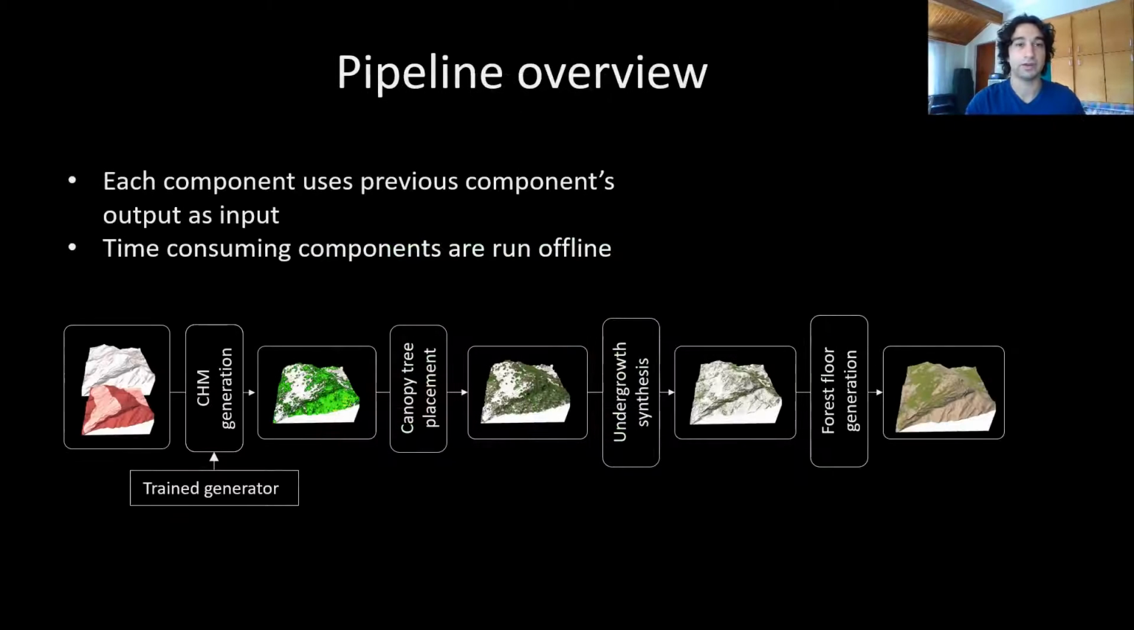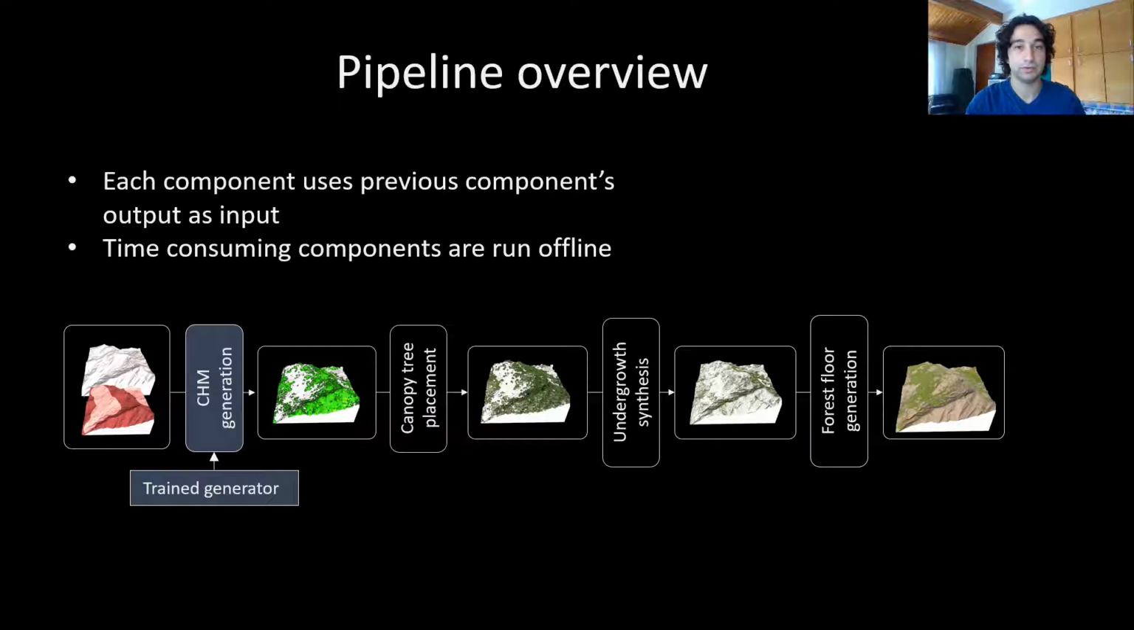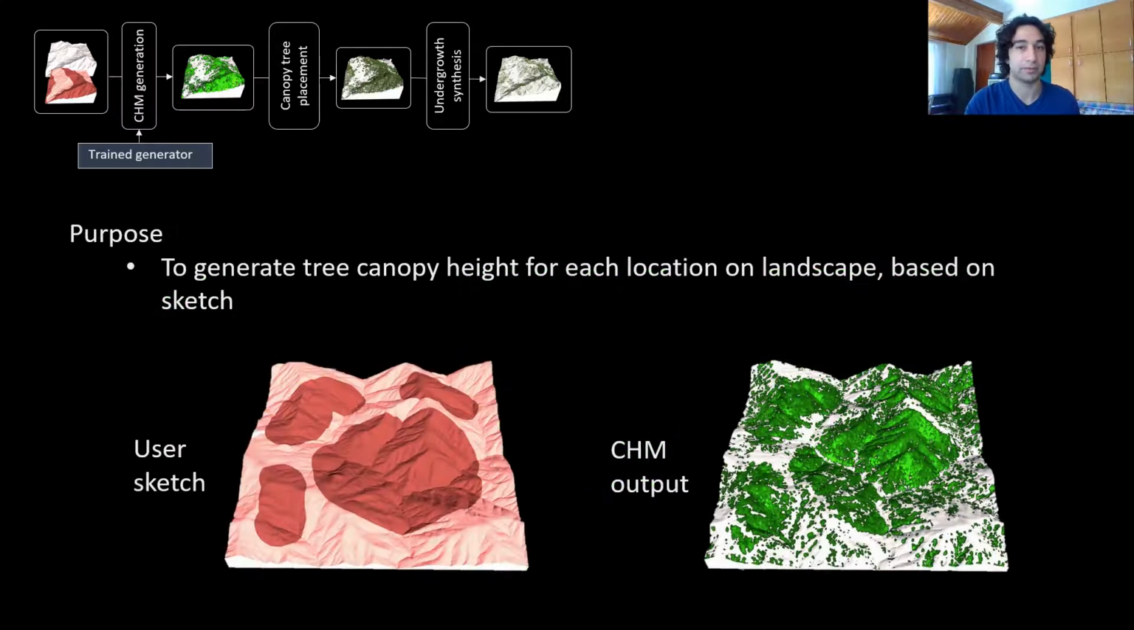Our system is divided into 4 components. These components roughly correspond to the 3 layers that we divide the ecosystem into. The first component, a trained conditional generative adversarial network, or CGAN, produces 2-dimensional grids of data that indicate on each point of the landscape what a canopy tree's height should be if placed there. The second component produces actual instances of canopy trees based on the output of the first component. We will now give more details on the first component of our pipeline.